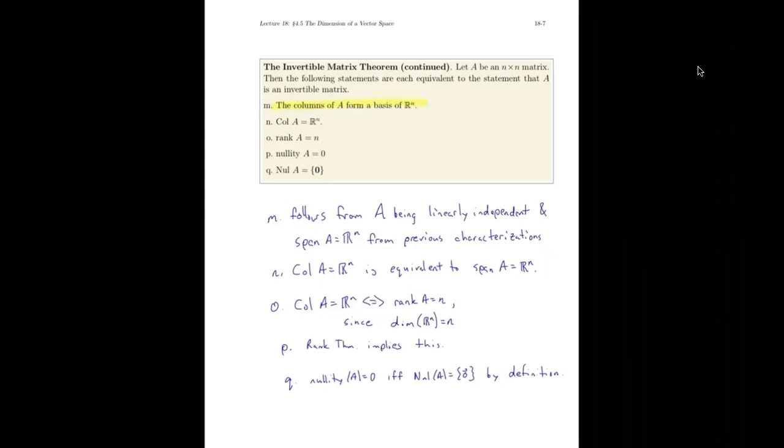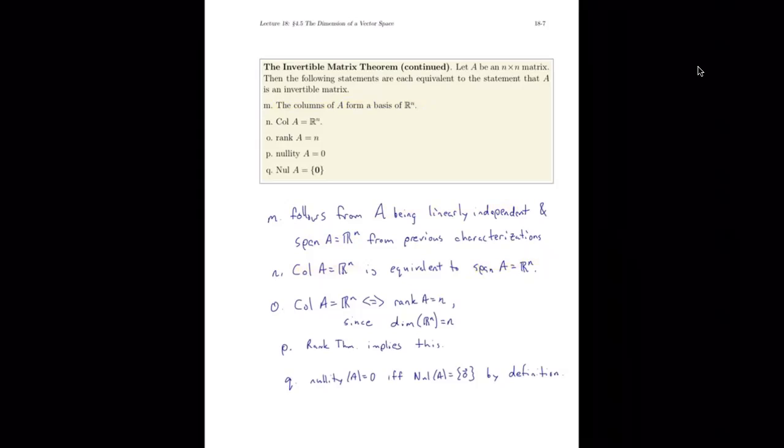And in turn, the statement that the columns of A form a basis for Rn implies the opposite. So now we've got this new statement we can use in the invertible matrix theorem, that its columns form a basis for Rn. Now, the column space of A is Rn. Well, this is equivalent to the columns of A spanning Rn, right? So that's taken care of.